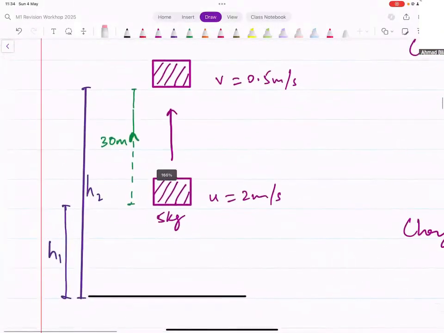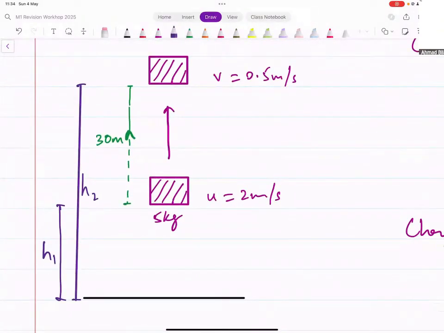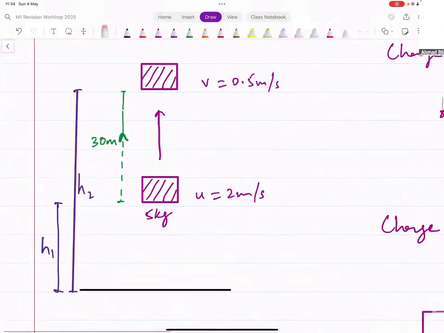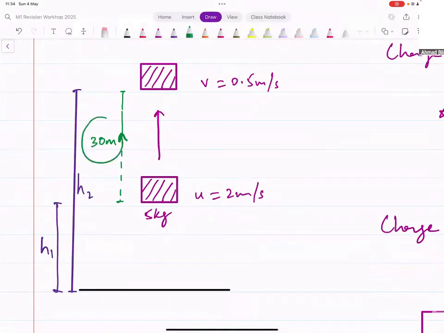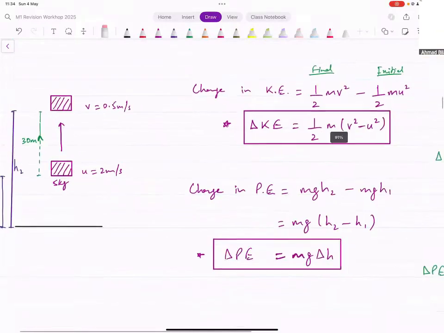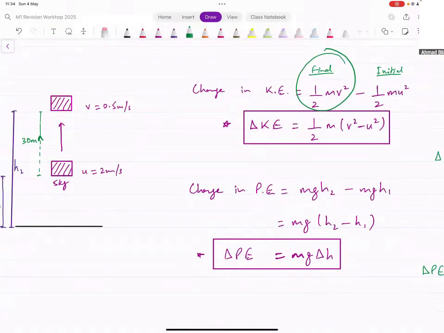Let's say you've got a particle like this, an object like this, a block like this, and it's moving in the upward direction. And we know that it started from 2 meters per second and it reached a speed of 0.5 meters per second. And it traveled a distance of 30 meters in the upward direction. If we have to find the change in kinetic energy, we can think of it like this. Change in kinetic energy, what would that be? The final kinetic energy, we can say half mv squared minus the initial kinetic energy, half mu squared, where v is the final speed and u is the initial speed.